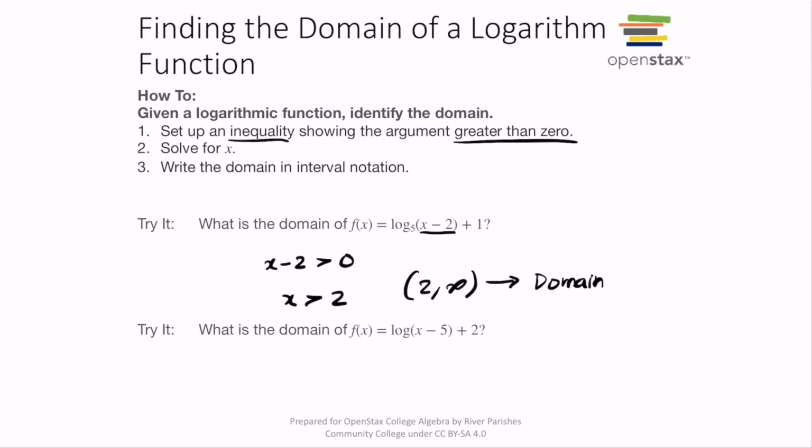Again here, the only thing we are concerned with is that x minus 5 is greater than 0, so it becomes x greater than 5. So we can write the open interval 5 comma infinity. This becomes the domain.